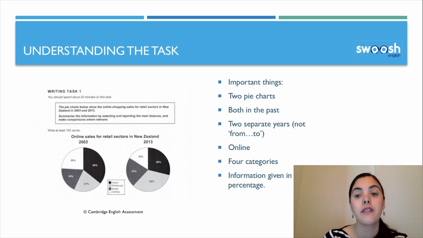And all of the information given is in percentages. Really important not to just talk about prices, the cost of things, not to talk about unit sales. It is always in percentage. So, when you're given the question, take a few minutes and break it down. Where is it? When is it? What's the tense? Exactly what are you being asked to consider? What categories and how is the information being represented?